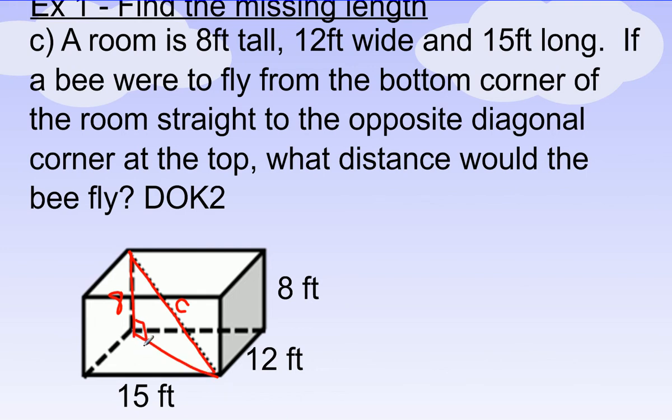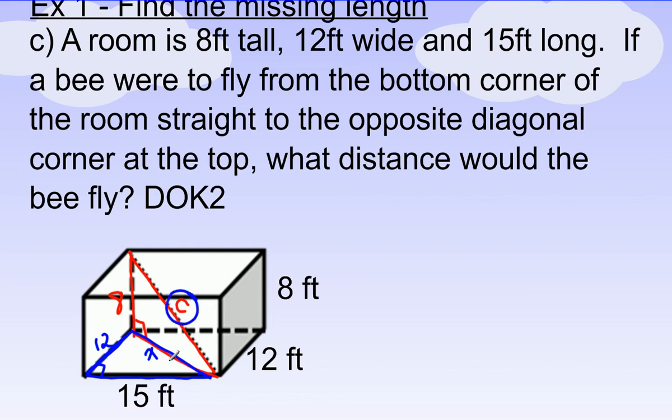I don't know how long it is, but I can find it because now I have this side and that side make a right triangle. This side is 12, that side is 15, that side, I don't know, we'll call it X, is my missing piece. So look what we have here. We have a right triangle with missing piece X. When we find this piece, we can plug that into our big right triangle and find the missing piece C, and this is what we need for our final answer.